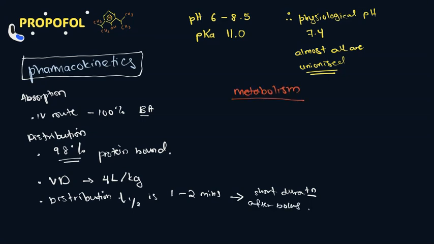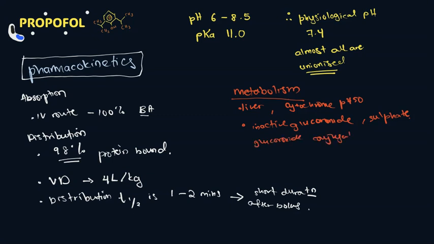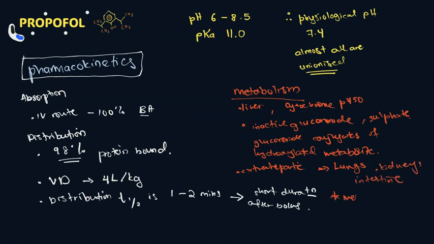Propofol's unique metabolism contributes to its widespread use in sedation, TIVA, and prolonged infusion. It is metabolized in the liver by the cytochrome P450 enzyme. It's inactivated to glucuronide and sulfate conjugates of hydroxylated metabolites. Important note: propofol does not have any active metabolite. There are also extrahepatic sites for its metabolism, mainly the lungs, and some minor contribution from the kidneys and intestine.